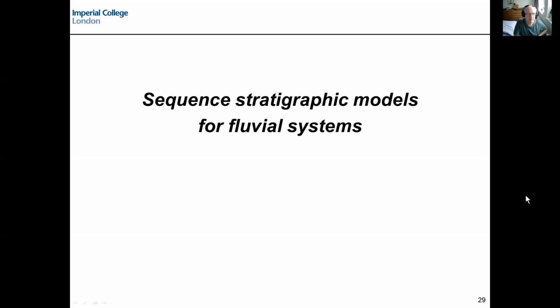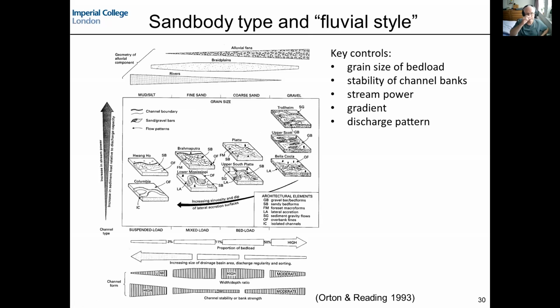Okay, we'll now talk briefly about sequence stratigraphic models for fluvial systems, having reviewed facies models for some of the main types of fluvial reservoirs. So we saw this diagram before. I'm not going to go through it again, but just to remind you that sea level is not one of the controls listed here on river type. So we have to think a bit more broadly than the sequence stratigraphic models that we've used for shallow marine sections.